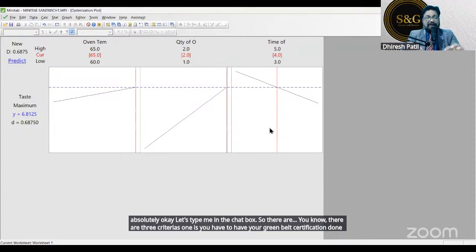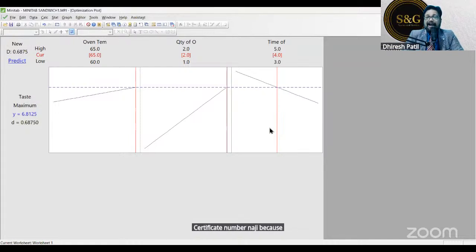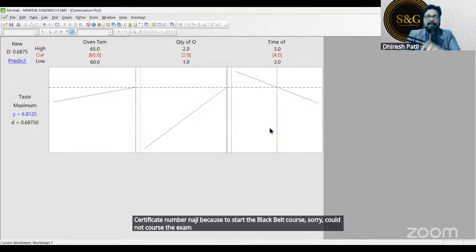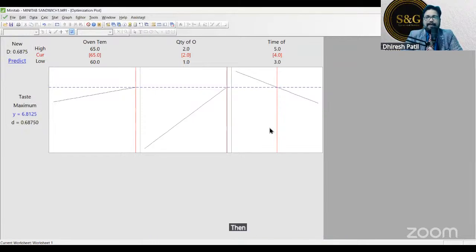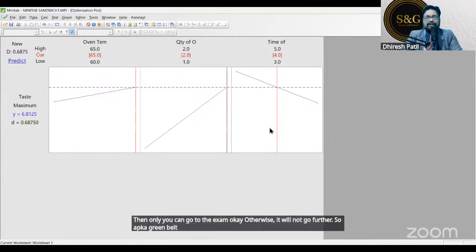You should have a green belt certificate number, because to start the black belt exam, first you need to put your green belt certificate number. Okay, then only you can go to the next level. Then only you can go to the exam. Otherwise it will not go further. So your green belt number is a must. You have been through the entire course content, and you are ready and confident about the exam. If you have not been through the course content, please do not attempt the exam. That will be my request.